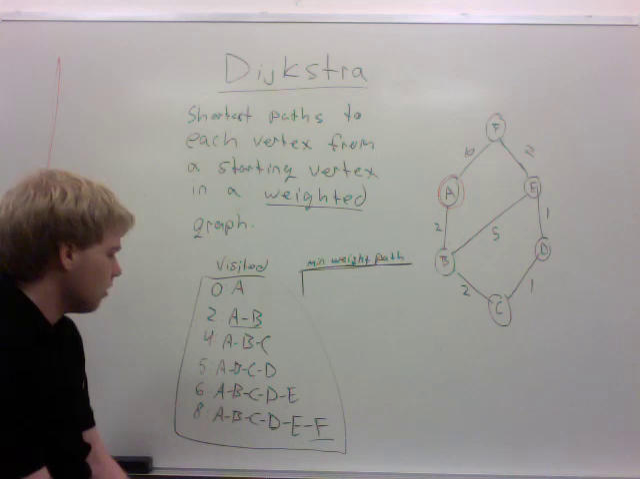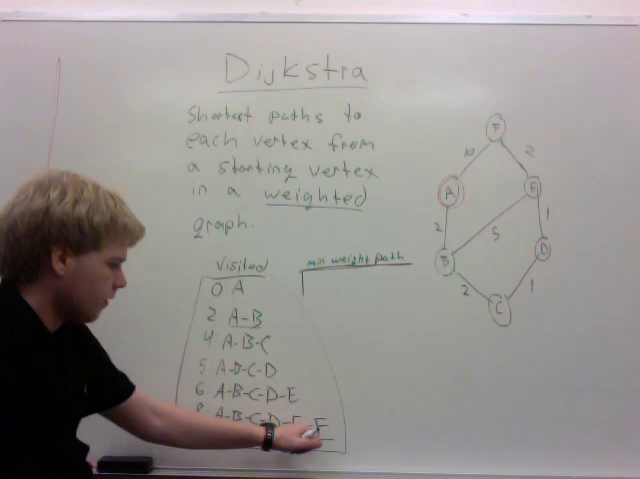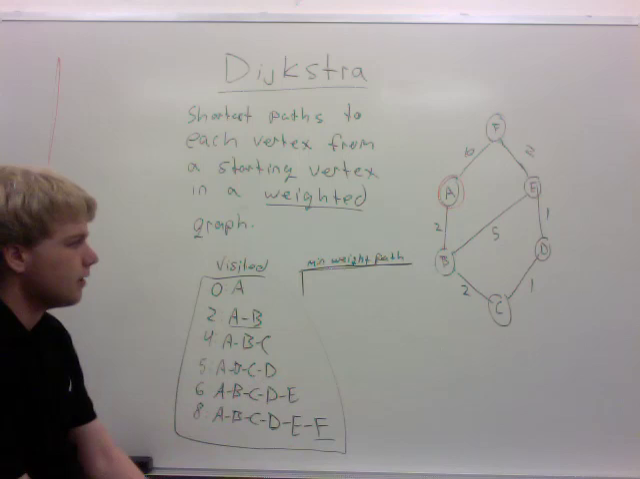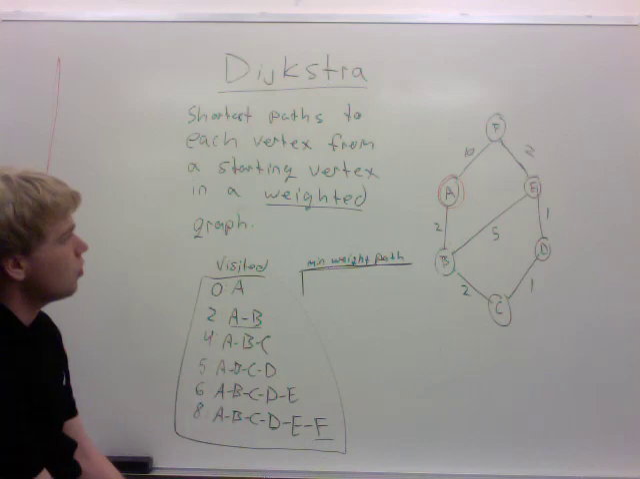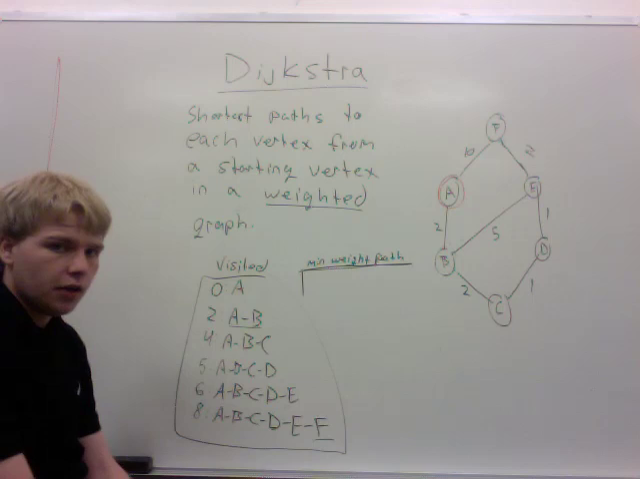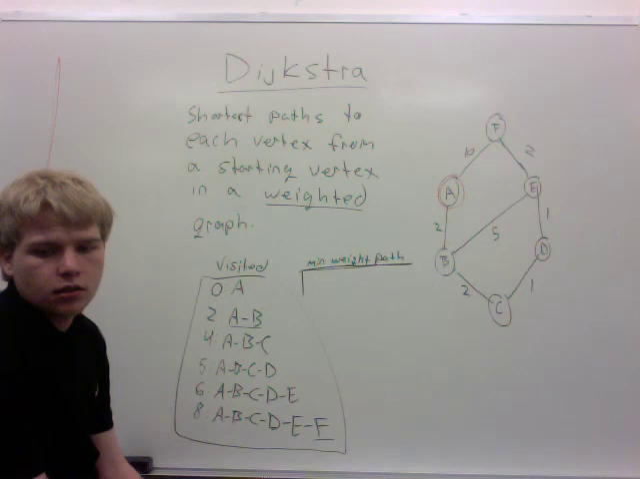And then this last one, A to F, likewise, it doesn't take the AF path or ABEF path. Instead, it takes the one all the way around the graph to get the shortest weight or the least weight path. And so, like I said, this is the shortest path from a starting vertex, in this case A, to each of the other vertices in the graph. So that's a basic example.